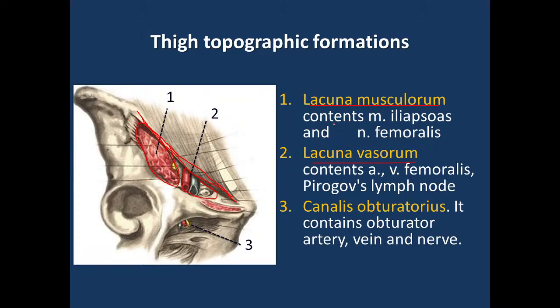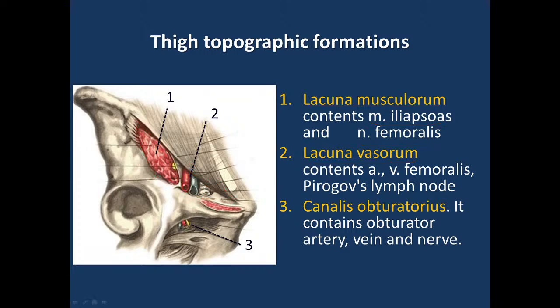What is the difference between the lacunae? They are divided by a special connective tissue. We call it septum, ligamentum iliopectineum. The muscular lacuna contains musculus iliopsoas and the femoral nerve.